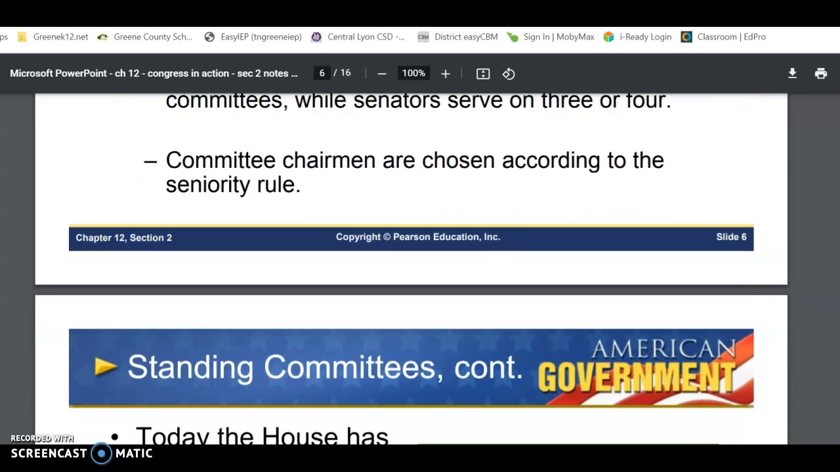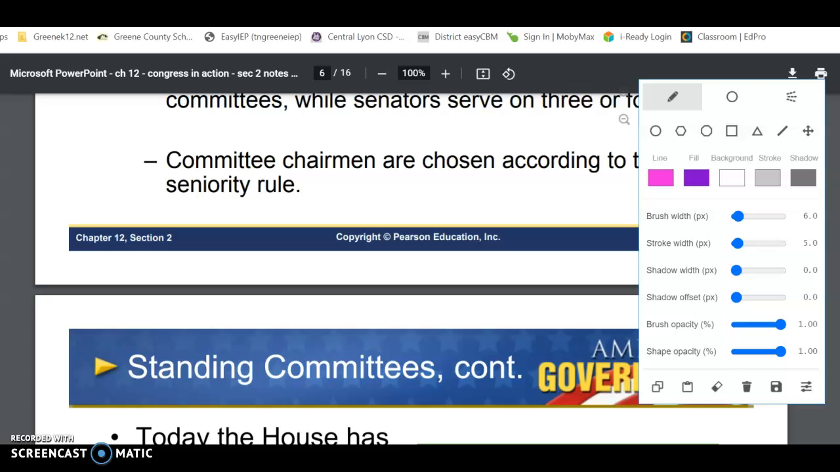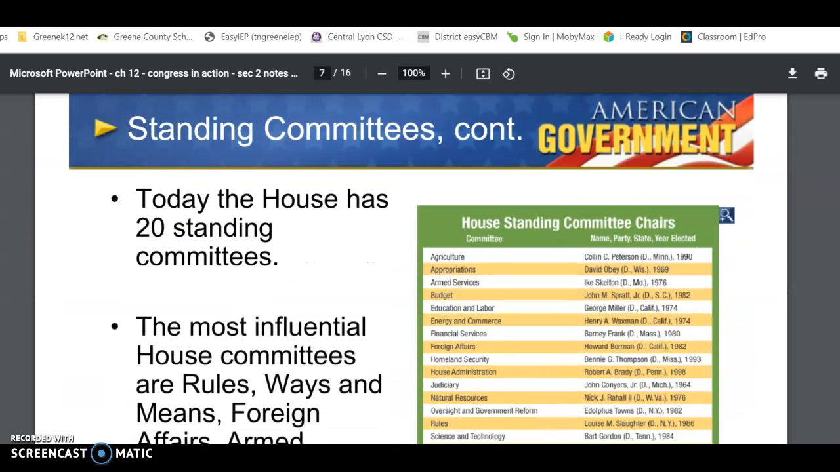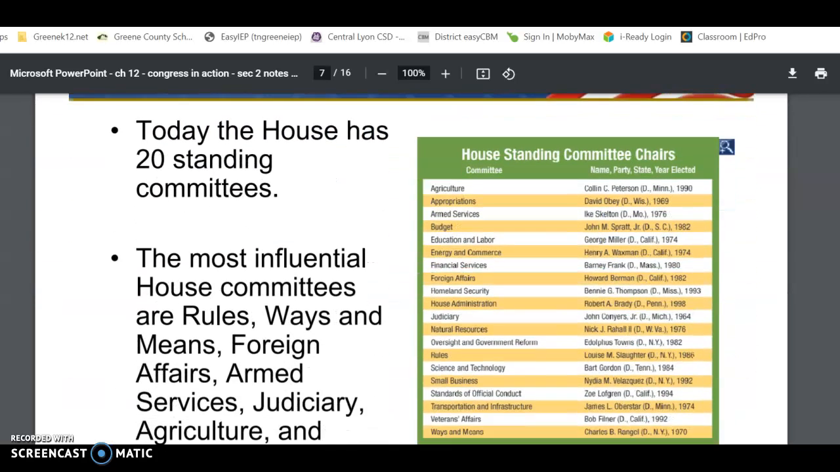So there are committee chairmen, who are like the person in charge of the committee, and they're chosen according to the seniority rule. And we're going to write that down just because in section 1 we did talk a lot about the seniority rule and discussed what it was, and it was one of your questions for your question set for chapter 12, section 1. So no new headings still. We're still talking about standing committees.